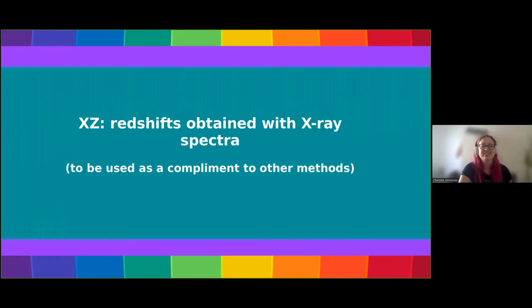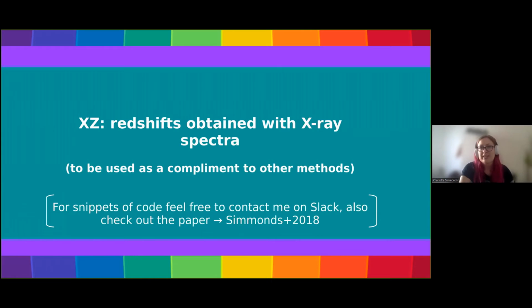So, low resolution X-ray spectra, and it is to be used as a complement to the other methods. For example, photometry that you're uncertain about, or spec-z that was just done using one emission line, so you're not really sure what the redshift is. So from now on, I'm going to explain a bit of this method, but this is a short talk. I'm not going to go very deep.